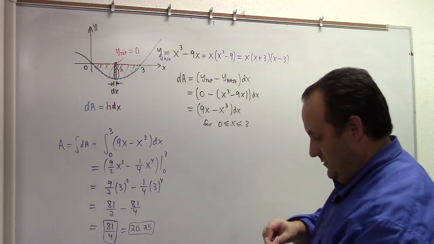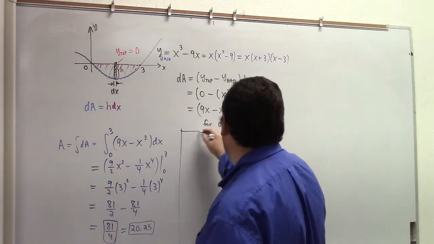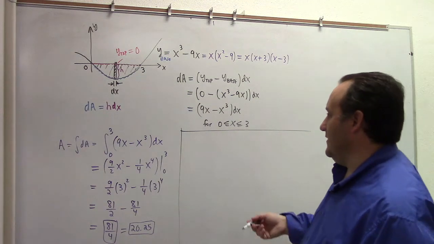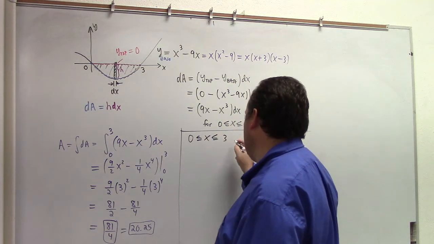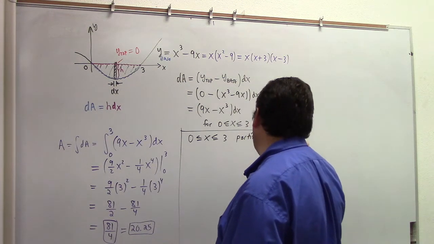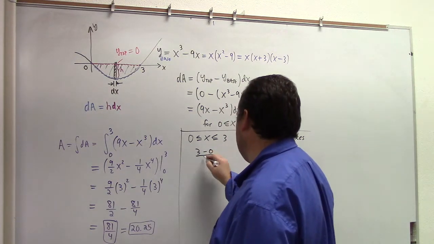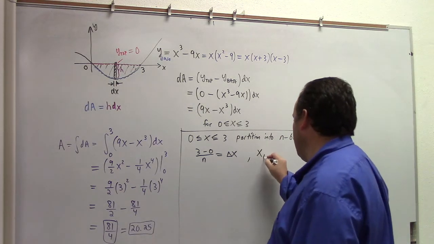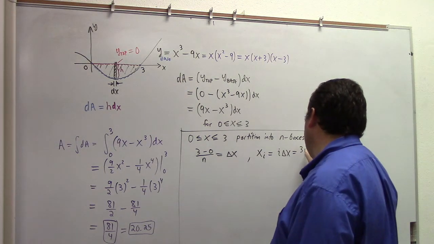Now, okay, fine. Maybe I should do it once. I'll do it once. You could say, okay, so I'm going to partition 0 to 3 into n boxes. And so I've got 3 minus 0 over n is my delta x, right? And I could say my x sub i is i times delta x, which is 3i over n.